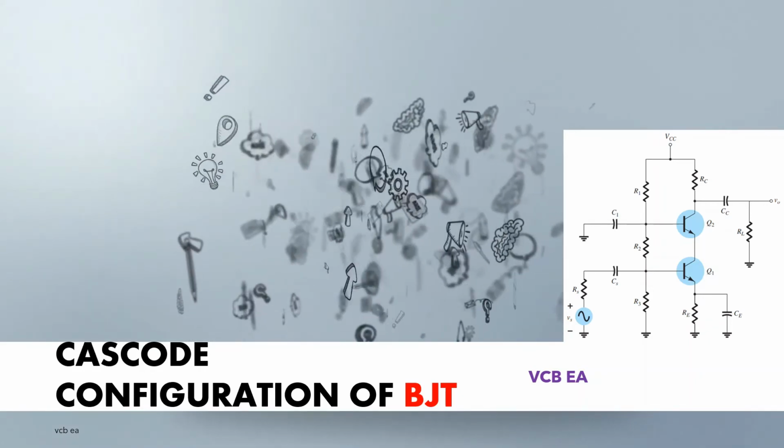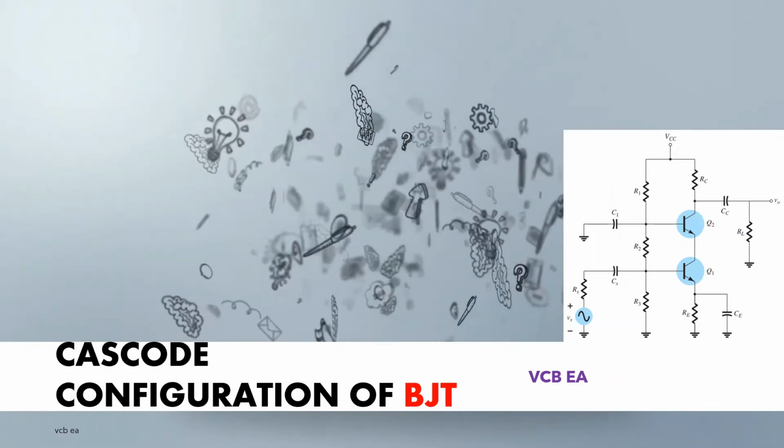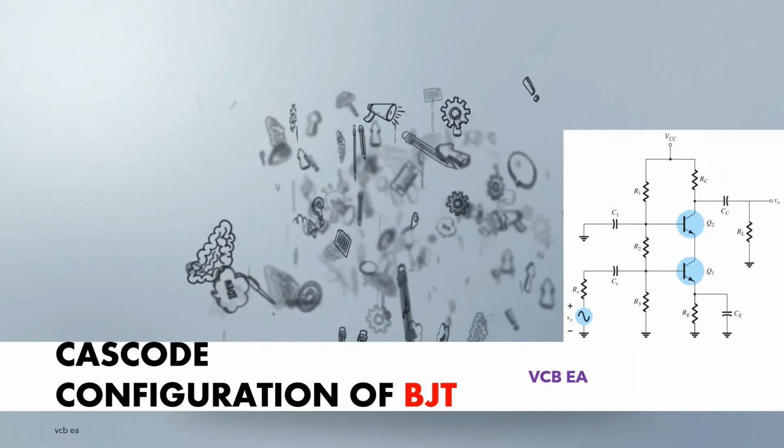In this video, we are going to discuss the cascode configuration of BJT. This is also one of the biasing methods of BJT.